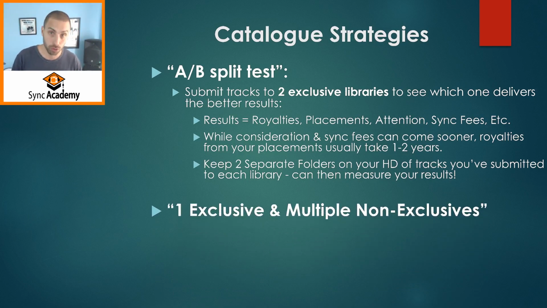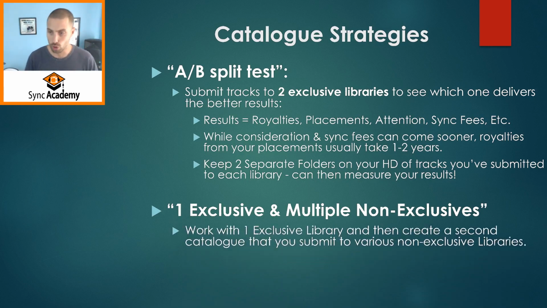Let's talk about the one exclusive, maybe 2 if you can, and then you can go with multiple non-exclusives, okay? So 1 exclusive library, you submit only this music to, and then you have non-exclusive, maybe 2 or 3, 4, 5, I mean, literally 10. You can go for as many as you want as long as you're not violating any of their licensing contracts. You work with one exclusive library and then create a second catalog essentially that you would submit to various non-exclusive libraries. Okay, so essentially it's two separate catalogs.